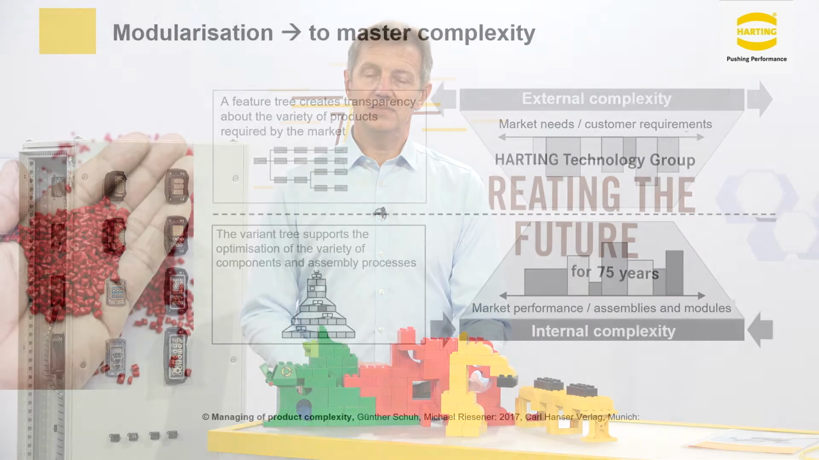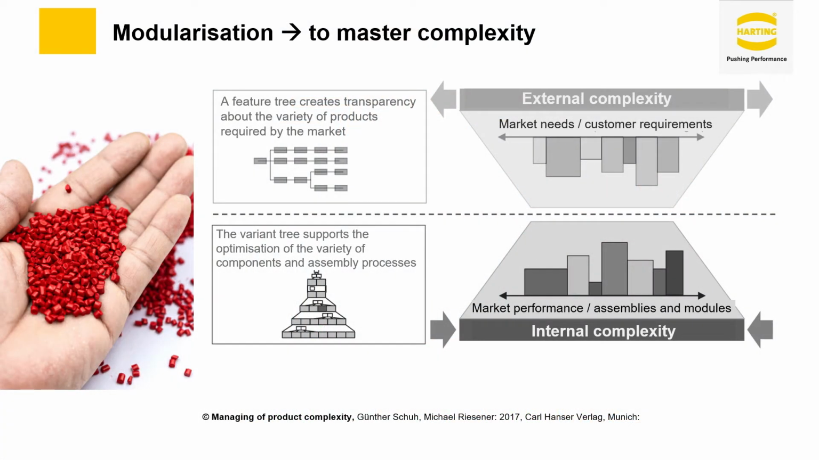And this picture from Professor Dr. Günther Schuh from the Technical University in Aachen in Germany, one of the known technical universities here, shows this challenge. The upper funnel shows that the customer requirements are growing every day, and at the same time you have to have as small numbers as possible in your manufacturing plant. So in general, that means that to master this complexity, you have to go in the direction of a modularization approach.